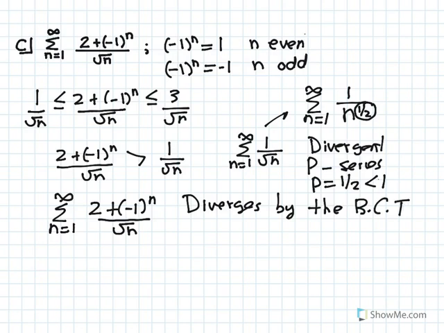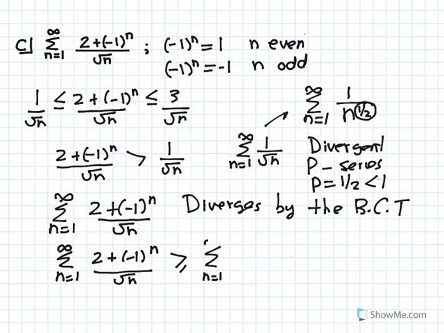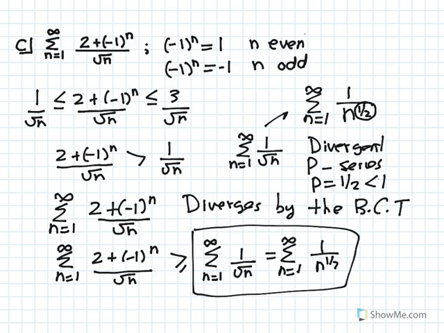And so let's summarize. We have summation n equals 1 to infinity. That was our given series, (2 plus -1 to the n) divided by root n. This is larger than a comparison series, which in this case is a divergent p-series, 1 divided by root n, which is summation n equals 1 to infinity, 1 divided by n to the 1/2. And on the right-hand side, we have a divergent p-series.